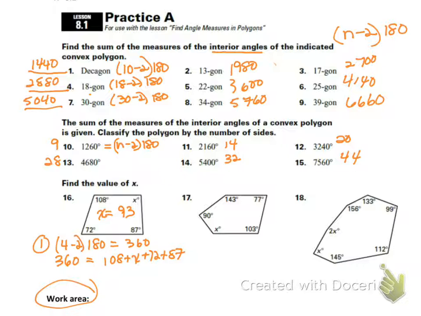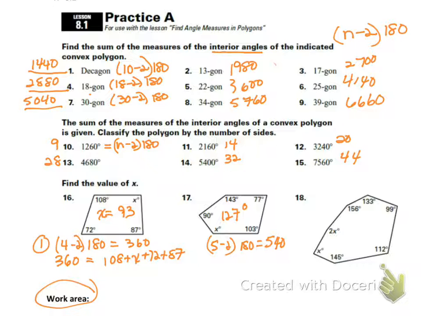Okay, this one, two-step problem again. 5 angles. 5 minus 2 times 180 is going to give me 540. Okay, add up all the numbers, figure out what x is, and you should get x equal to 127 degrees.